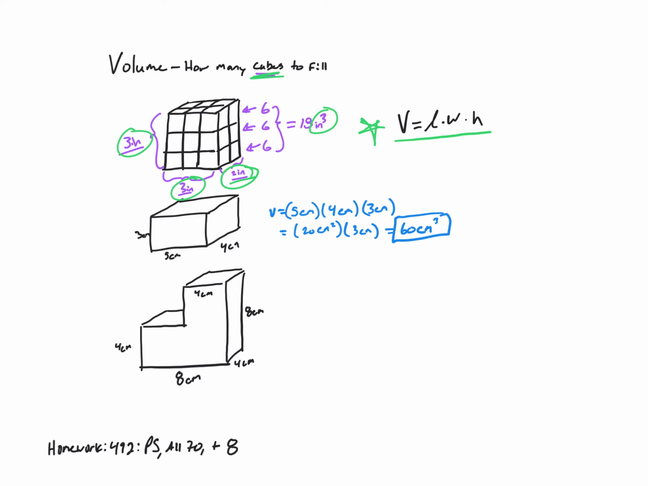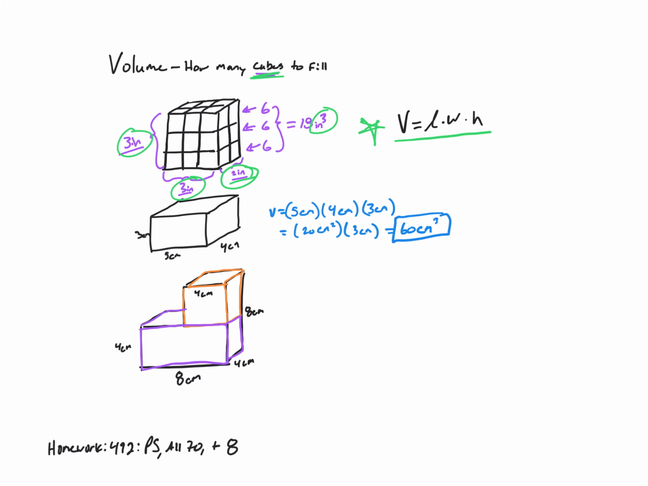Now we'll do one more. This is what we call a composite, because it's not just a normal rectangular prism. Notice it's kind of two of them stuck together. How we do that is we cut this into two separate ones. We're going to look at this orange one first, and then after that we'll look at this purple one. Then we'll combine the two volumes together.